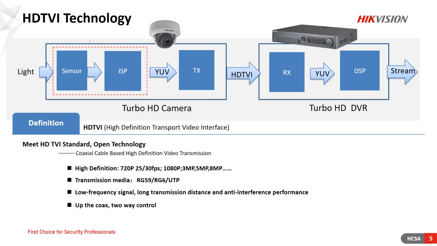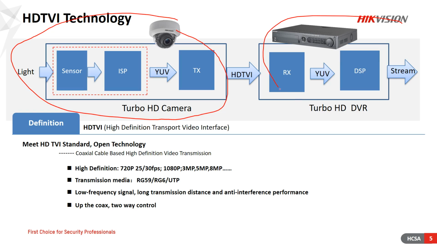And let's talk about the HDTVI technology. This part is about the camera, and this part is about the DVR. Let's analyze how it's going to work. Of course the camera is going to collect the light, and the sensor is going to form an image, and then it's going to transmit the image signal to the ISP, which is the image signal processor, and then the image will be processed.